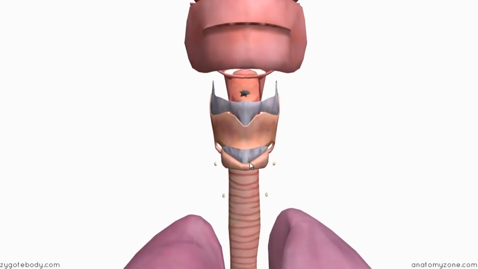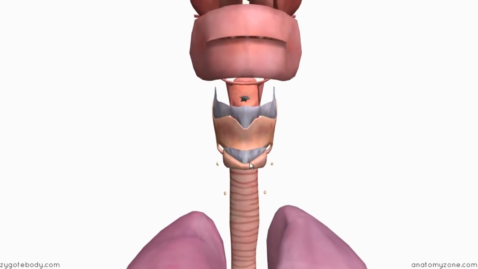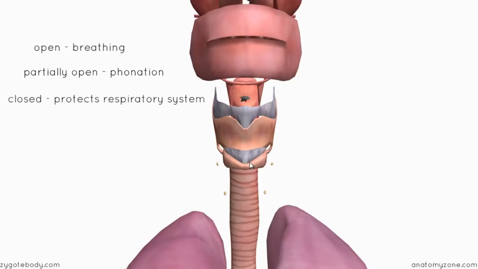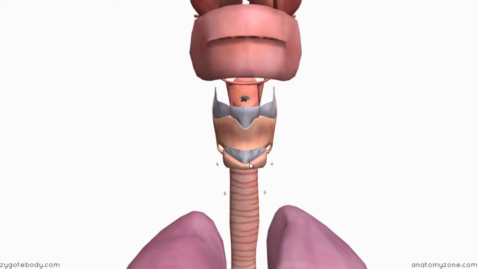The main function of the larynx depends on its position. If it is totally open, it is responsible for breathing. If it is partially open, it distorts the airflow, so it is responsible for phonation while talking. And if it is completely closed, it protects the respiratory system. So the larynx is important in breathing, phonation and protection of the respiratory system.